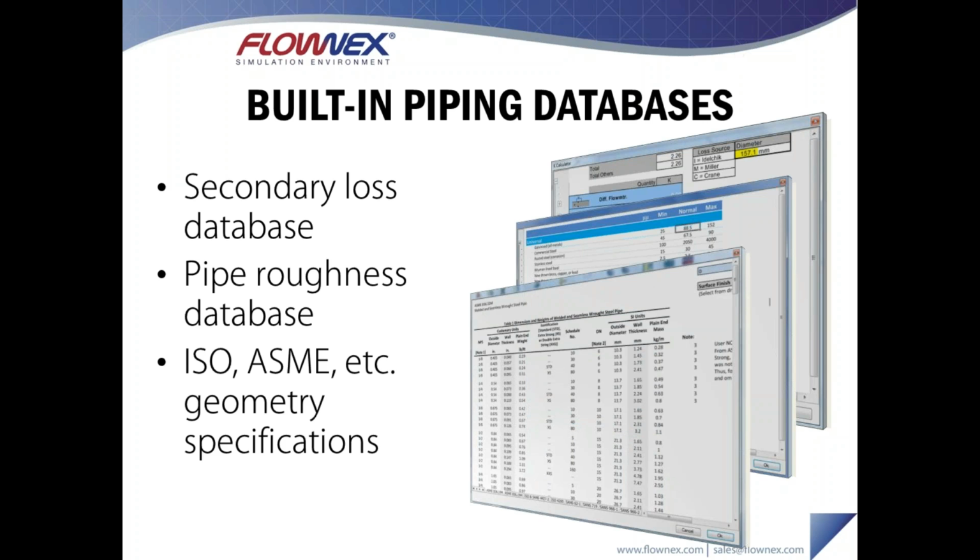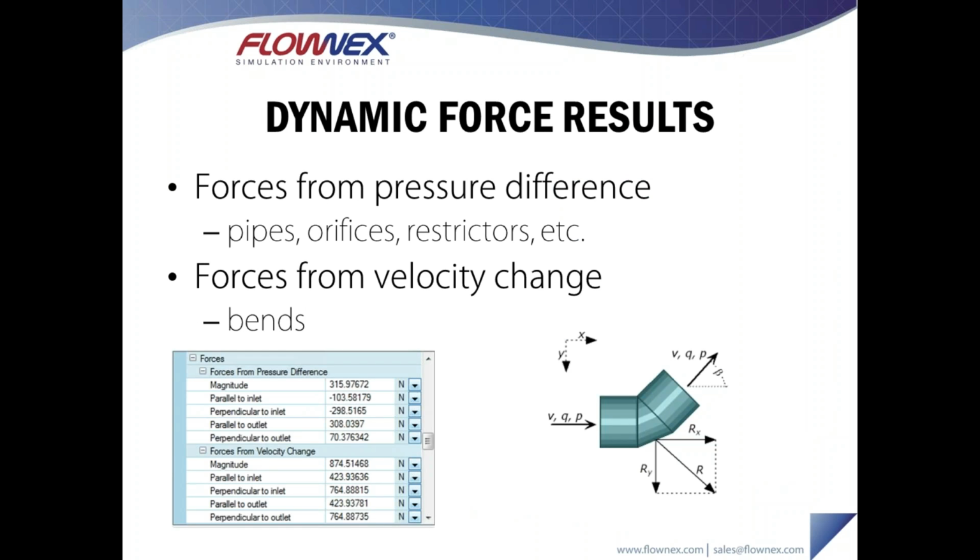And then lastly, we also have geometry specifications according to common piping standards. So for example, you might specify, say, a Schedule 6 pipe for size DN8, and in this case, you can simply select that as your option for your geometry specification, and Flownex will automatically populate the wall thickness and diameter variables from this. So it makes it relatively easy to take information from, say, a P&ID and put that into a Flownex simulation itself. In terms of the force calculations, as I mentioned, we have forces from pressure differences.